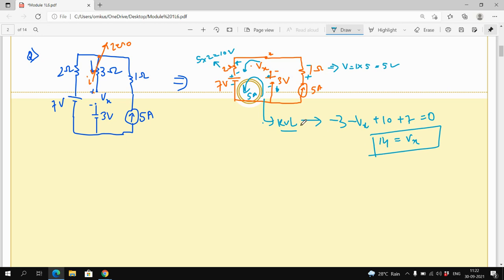Yes, clear. I hope this is clear to those who did not understand this problem in the previous class.